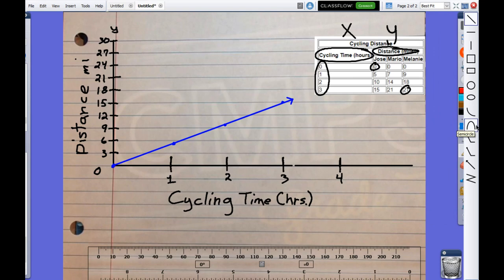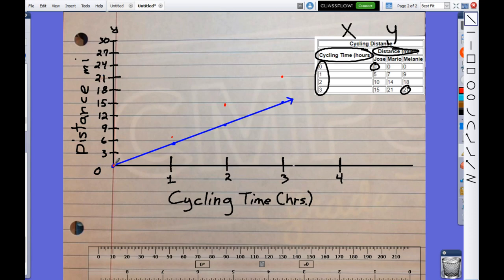All right, next line, we're going to go ahead and choose a different color. Mario starts off also at 0, 0. They're all starting off in the same spot. After 1 hour, he will be at 7. So Mario is going to be here at 7. Then 14, after 2 hours, that's going to be here at 14. Again, we're estimating. And then at 3 hours, he's going to be at 21. We're going to go ahead and put that right here because 21 is this line here.